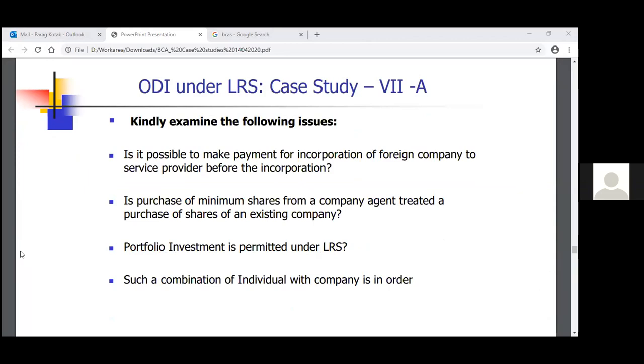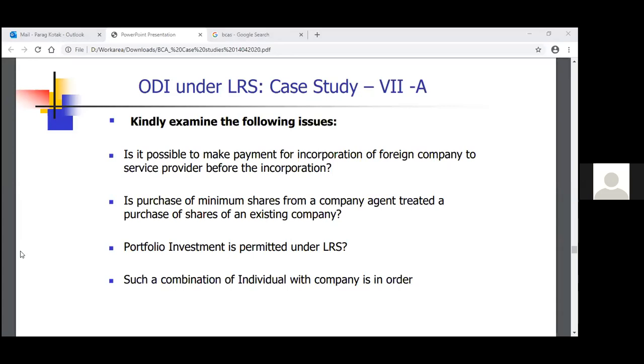So the last two questions we have already answered, I believe. The first two questions: is it possible to make a payment for incorporation of a foreign company to a service provider before the incorporation? If you treat this as an expenditure of a holding company in India, because the company is still not in existence, probably these expenses can be paid by an Indian company to a service provider as a current account transaction, being a shareholder expense before capitalizing the company. This is the answer. And if the authorized dealer does not agree with such things, then there are difficulties, right?